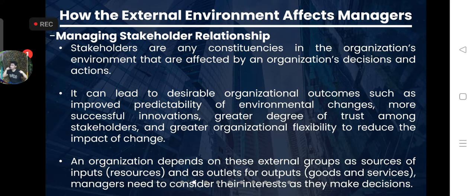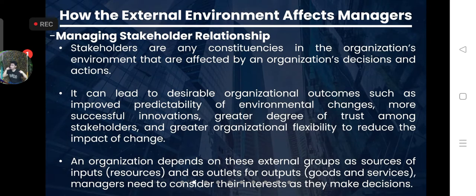Managers should care about stakeholder relationships because they can lead to desirable organizational outcomes such as improved predictability of environmental changes, more successful innovations, a greater degree of trust among stakeholders, and greater organizational flexibility to reduce the impact of change. Also, organizations depend on these external groups as sources of inputs such as resources, and as outlets for outputs, the goods and services. So managers need to consider their interests as they make decisions.